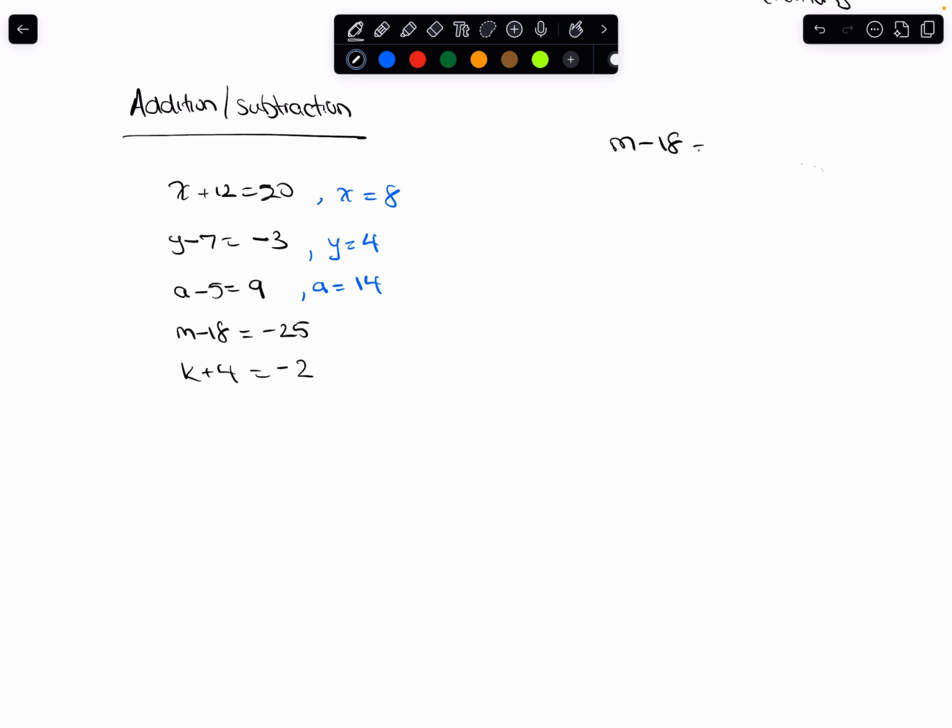And m minus 18 equals negative 25. Add 18 on both sides. M is by itself. Opposite signs. 25 minus 18, which would be 7. Sign of the bigger number. 25 is bigger than 18, so our sign would be negative. Here, m is equal to negative 7.